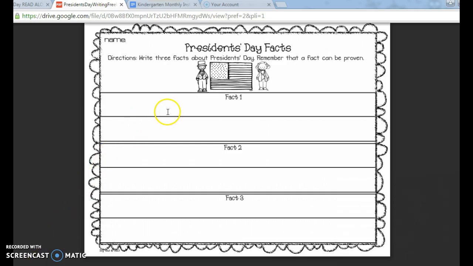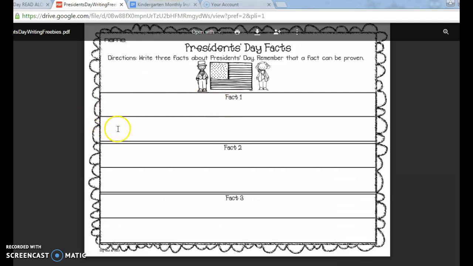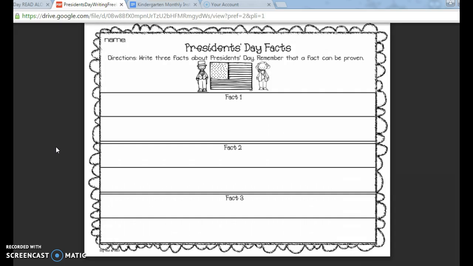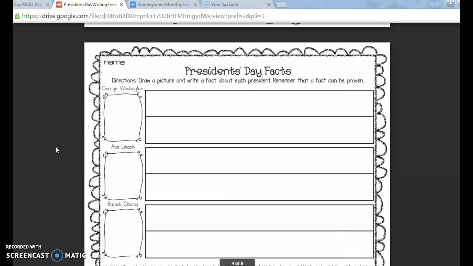Now, moving on to the next page of the packet, the directions for this page. Write 3 facts about President's Day. Remember that a fact can be proven. So here you are going to write fact 1, something that you learned from the story, fact 2, and fact 3. So you are going to have 3 different sentences. Remember, when you're writing a sentence, sentences begin with a capital letter. You should have finger spaces between the words, and you should have punctuation at the end of your sentence. So let's move on to the next page.